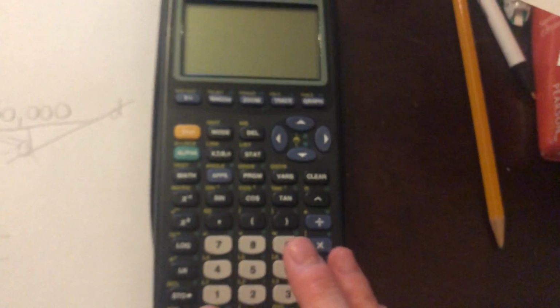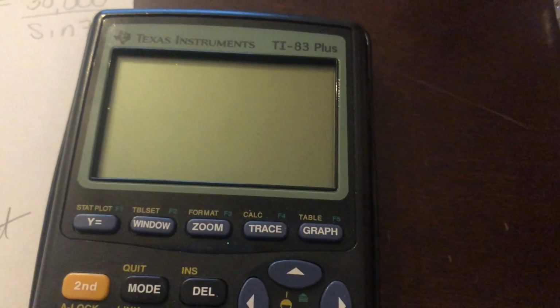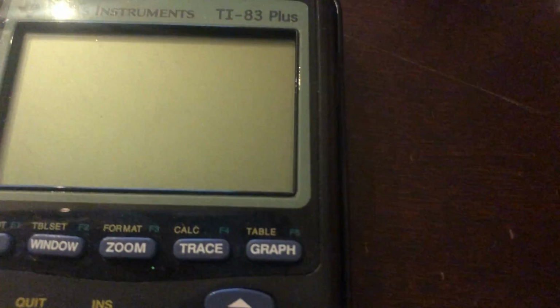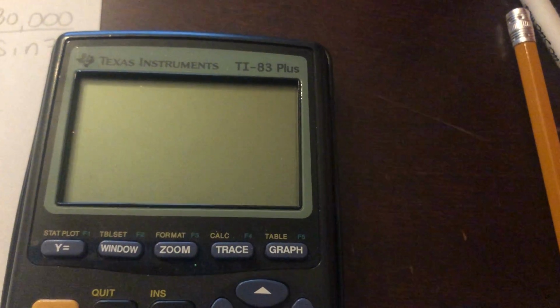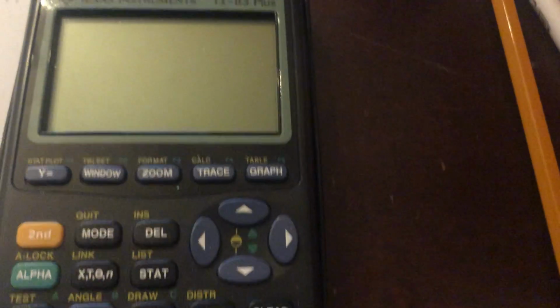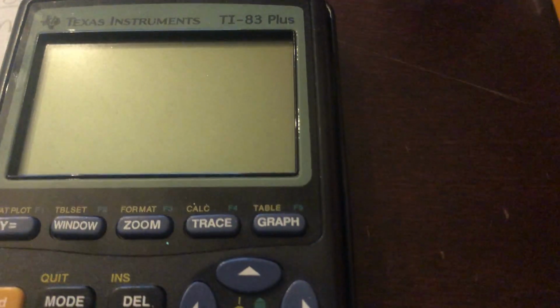So I'm going to put, oh my God, did my batteries just die? Oh, no, there we go. I think my batteries are dying, guys. Oh my gosh. What a horrible time for my batteries to die. Okay, well, my batteries just died on my calculator. I'm going to have to take care of that.